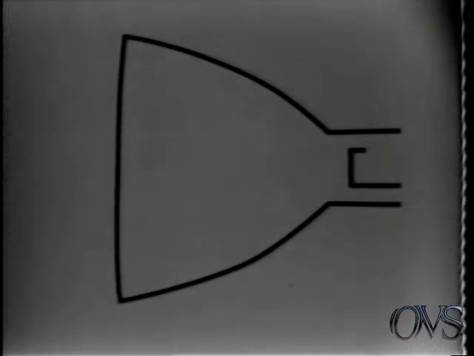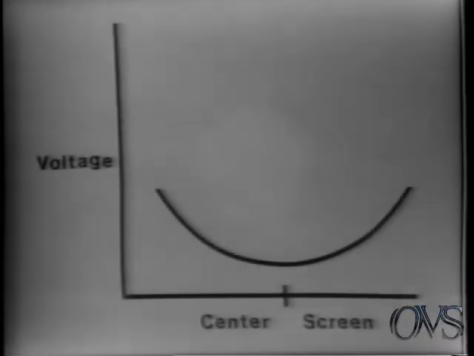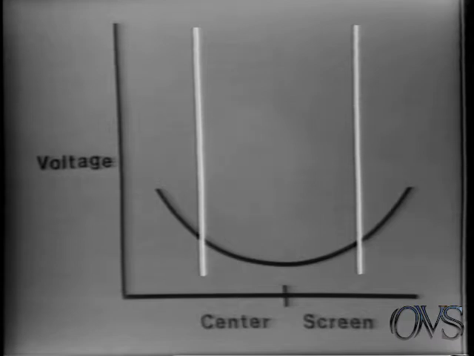This problem can be minimized by varying the focus and astigmatism voltages as the beam is deflected. If we plot the change in focus grid voltage required to keep the spot in focus as the beam is deflected from center screen to either side, or from center screen to top or bottom, the curve will be parabolically shaped, with the least positive voltage at center screen. It's also symmetrical. That is, the change for a given movement to the left is the same as that required for the same movement to the right, or up, or down.